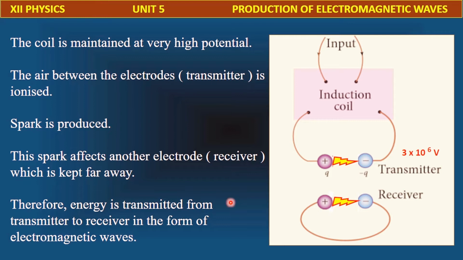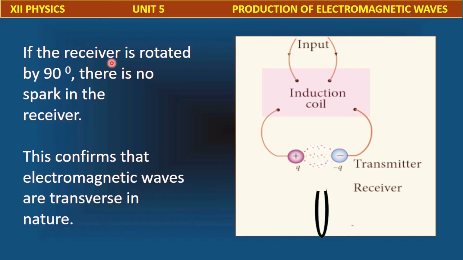Hertz concluded that energy is transmitted from the transmitter to the receiver in the form of electromagnetic waves. So, electromagnetic waves carry energy from the transmitter to the receiver. The electromagnetic waves that Hertz produced were radio waves.